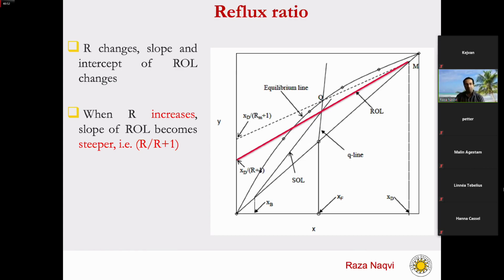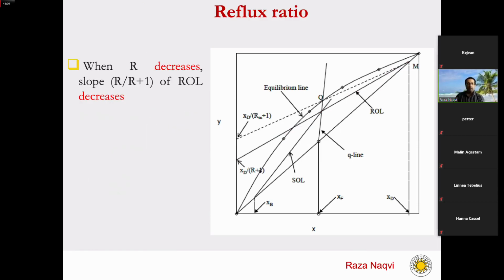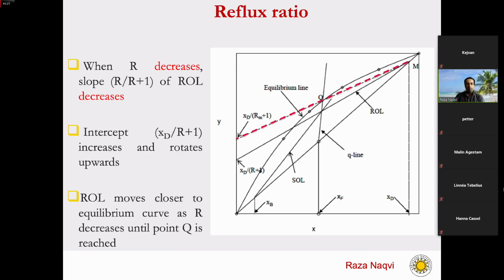So there is one question. If we increase the reflux ratio, when R increases, what will happen? The slope of the operating line for the rectifying section will become steeper. It means you will have a lower intercept, right? And if we decrease the value of the reflux ratio, what will happen? The slope will also decrease. And when the slope decreases, the intercept, which is xD over R plus 1, increases and the line rotates upwards. But there will be certain consequences.